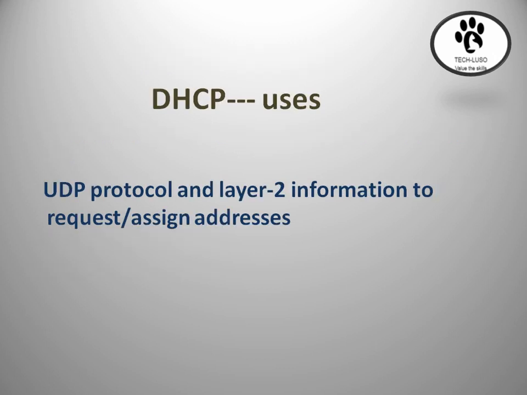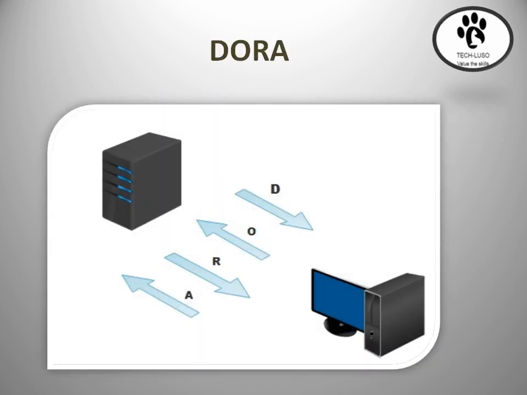Next we are going to discuss DHCP protocols. DHCP uses the UDP protocol and layer 2 information for requesting as well as for assigning the address. Here we are going to discuss the DORA process. DORA in the sense discover, offer, request and acknowledgement. The communication happens between the server and the client.